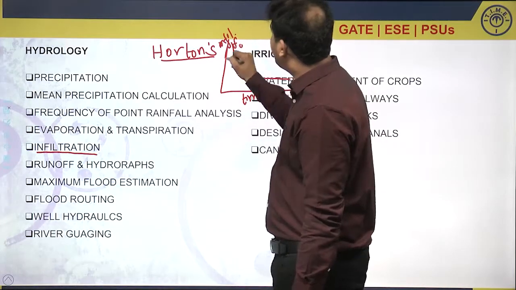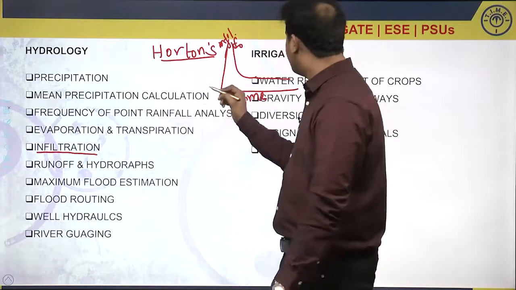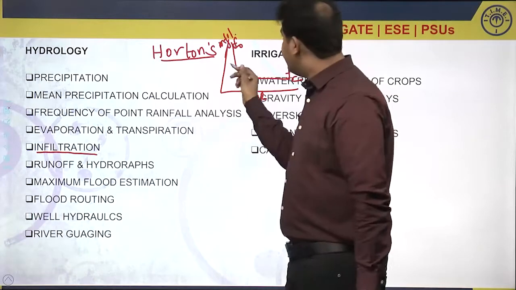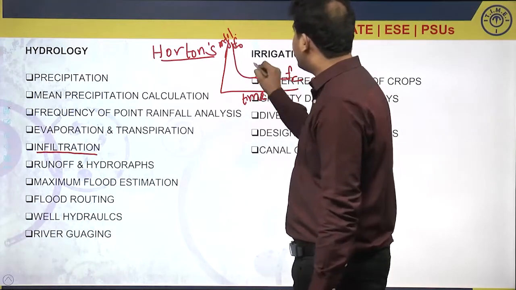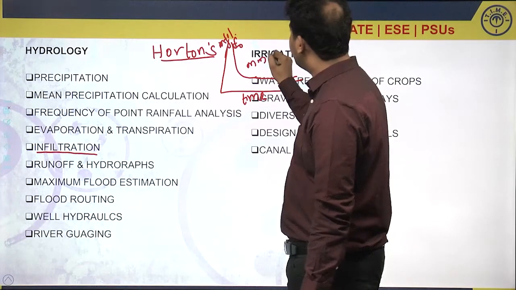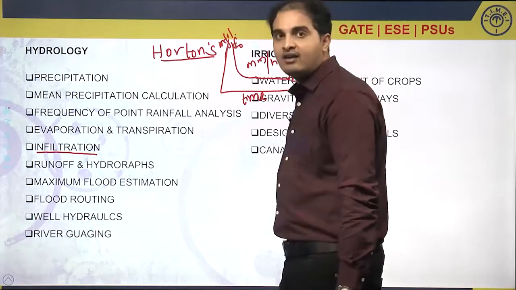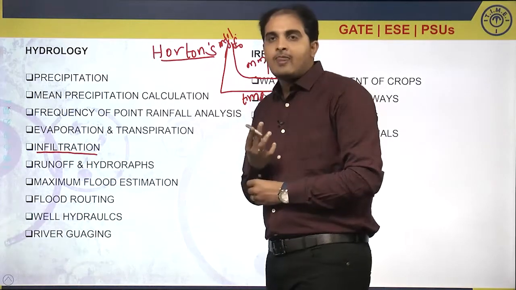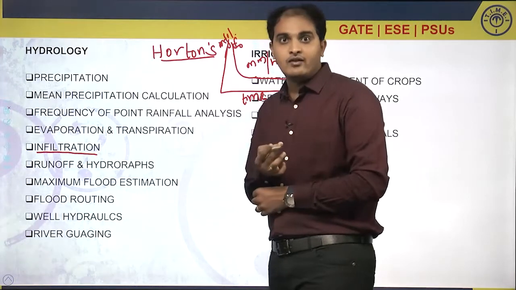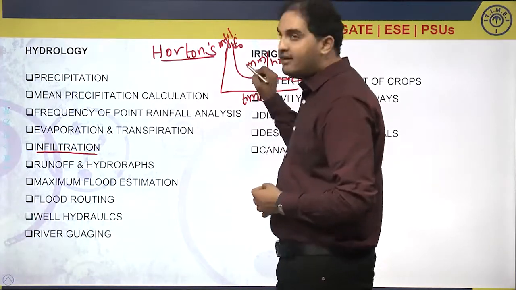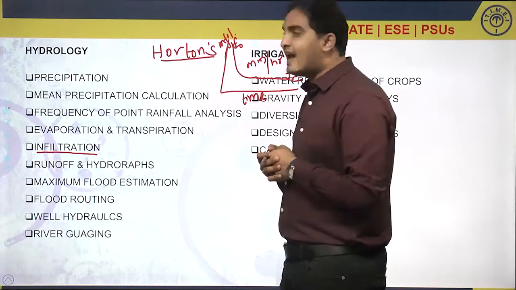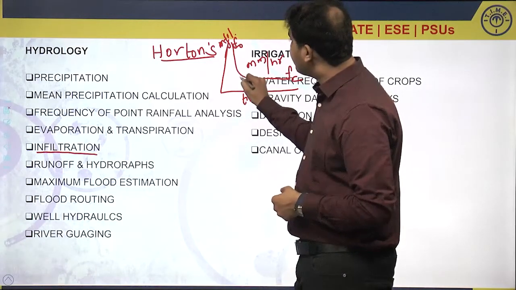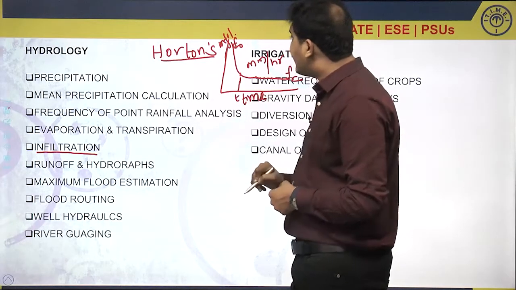So the initial maximum amount of infiltration, we can write as F naught, and finally it becomes a constant value, which we write as Fc. Therefore, initial infiltration is F naught, final infiltration is Fc. And one more thing is, infiltration is expressed in terms of mm per hour or centimeter per hour. That means the units of infiltration and intensity of rainfall are the same. Now, in this Horton's curve, we can calculate the infiltration at any time t, in hours or in days.